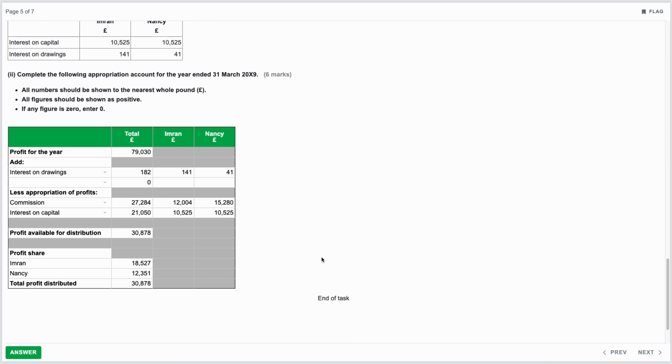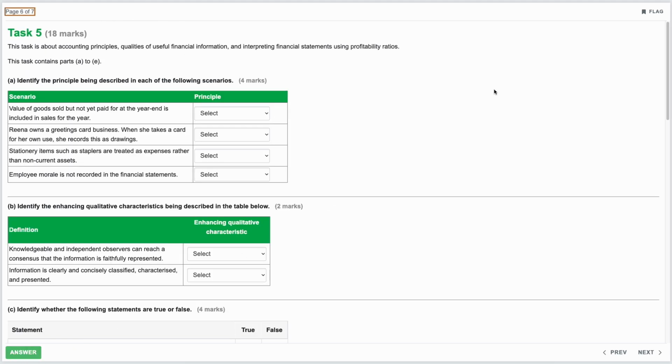Okay, excellent. So that finishes off task 4. Let's now move on to task 5. So then, task 5 is worth 18 marks, and this task is about accounting principles, qualities of useful financial information, and interpreting financial statements using profitability ratios. This task contains parts A to E.